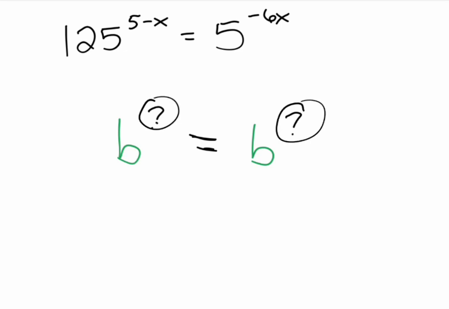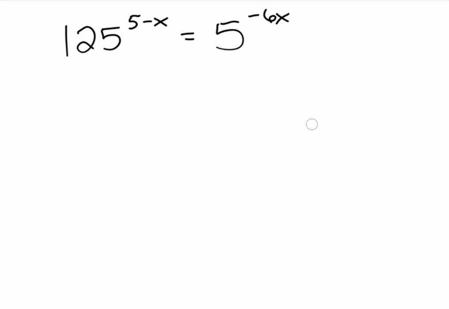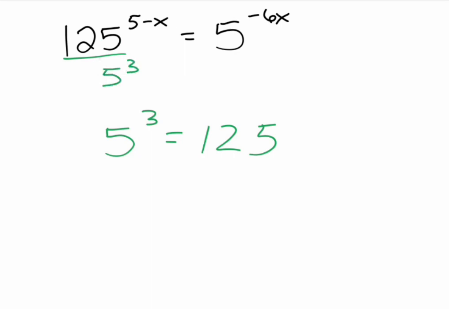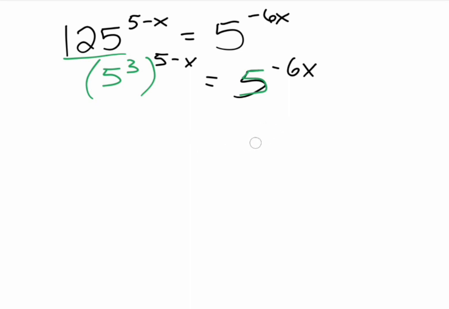So in this problem, we're going to use that to our advantage. These don't have the same base right now, but if I can find a way to make one of the bases into the other one. If I notice that 5 to the third is 125, where there used to be a 125, I'm going to replace it with 5 to the third. It's something that's the same as 125. So I haven't changed my equation at all. I just rewrote it.